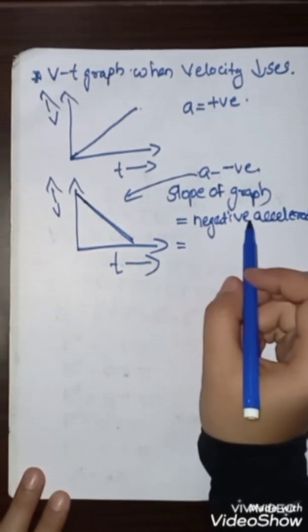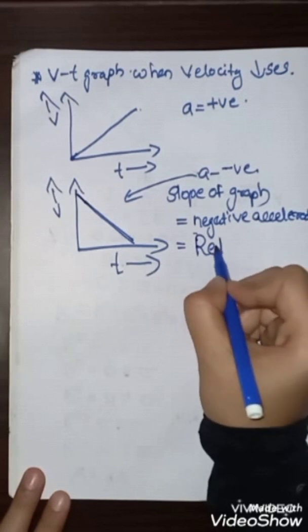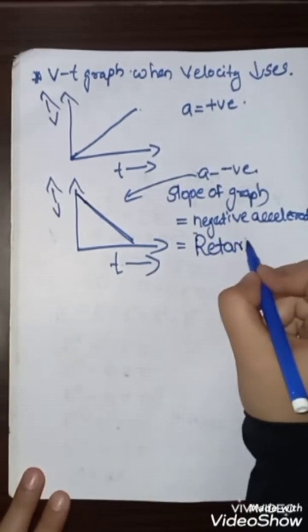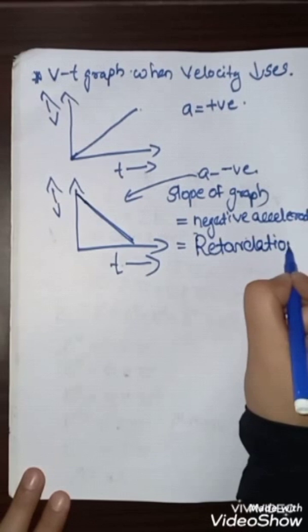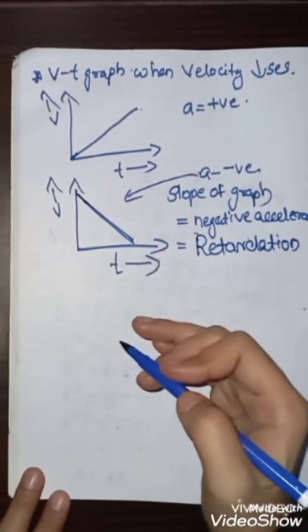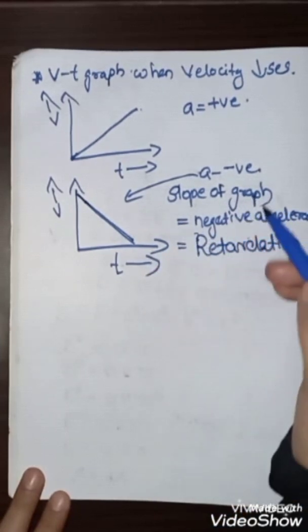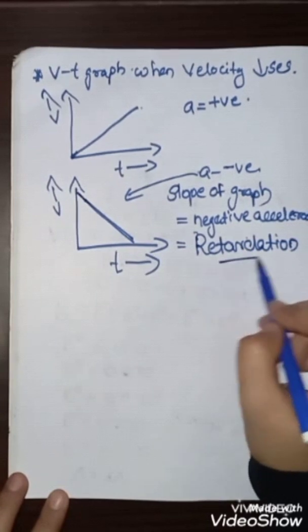So this negative acceleration we can call retardation. What is it? Retardation is the negative acceleration, that is the velocity decreasing. The change in velocity is negative, then it is called retardation.